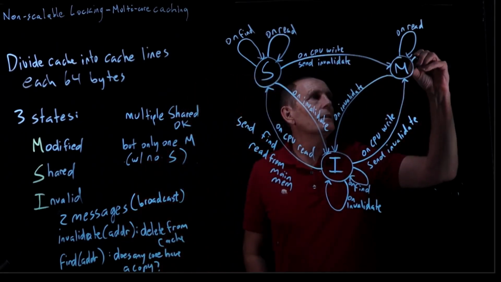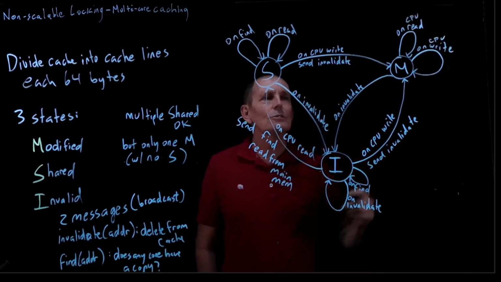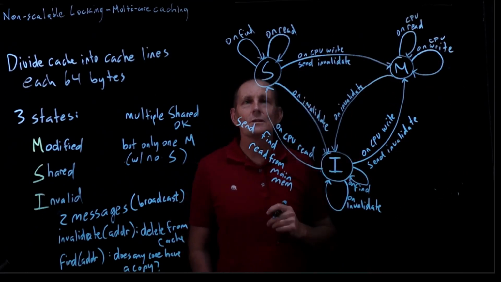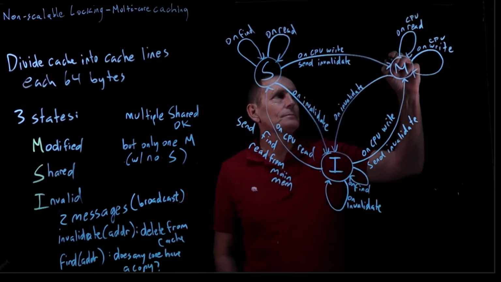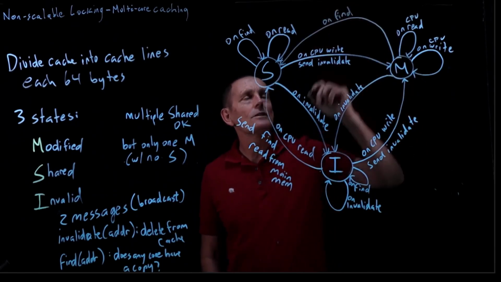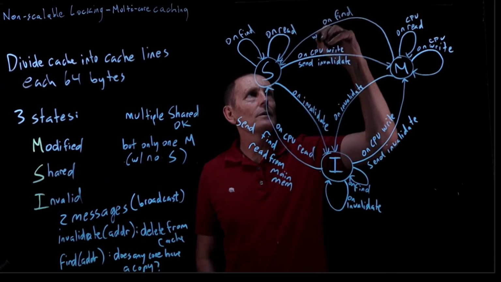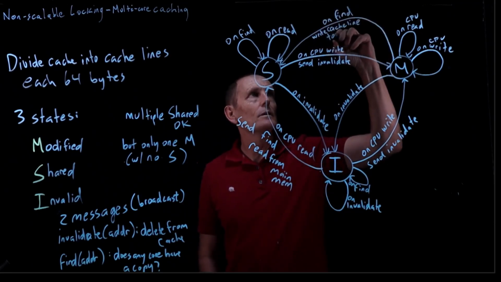On a CPU write, we do write to the cache line, but we don't change our state. We're still modified. And then finally, on a find, our job is to write the cached value to main memory. We go ahead and write the cache line to main memory.